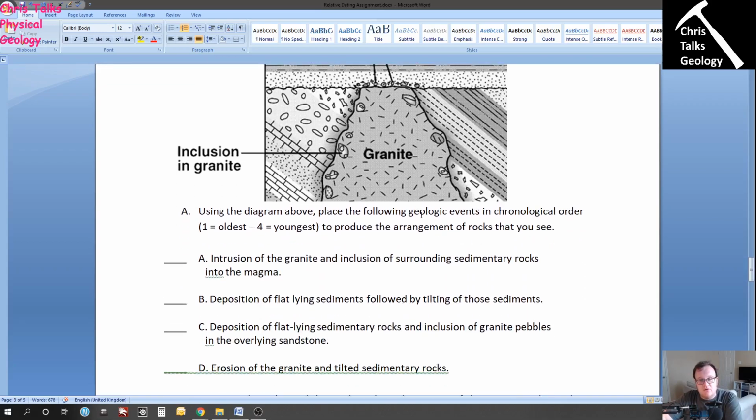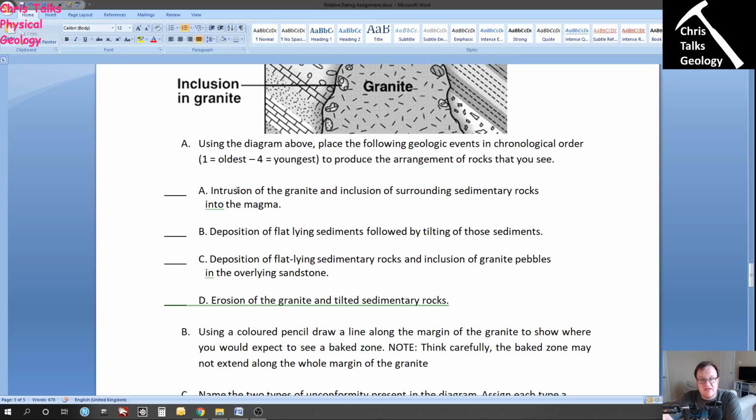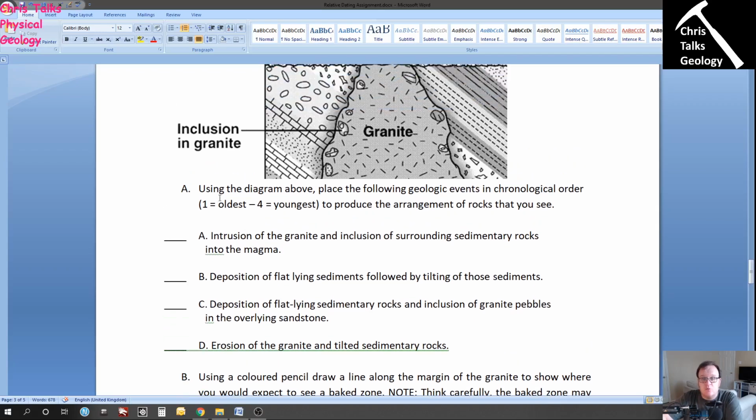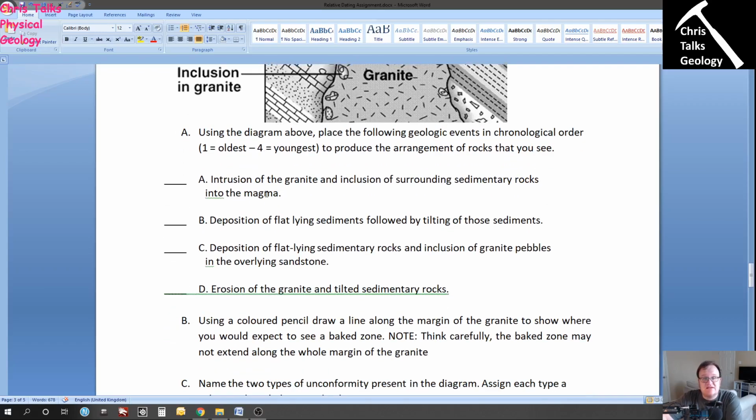Okay, so what are we trying to do? Well, the first thing is we're going to look at these 4 statements here, and we're going to try and put them in the correct chronological order, 1 being the oldest, 4 being the youngest. So what are the statements? Well, A says intrusion of the granite and inclusion of surrounding sedimentary rocks into the magma. B, deposition of flat-lying sediments followed by tilting of those sediments. C, deposition of flat-lying sedimentary rocks and inclusion of granite pebbles in the overlying sandstone. D, erosion of the granite and tilted sedimentary rocks.